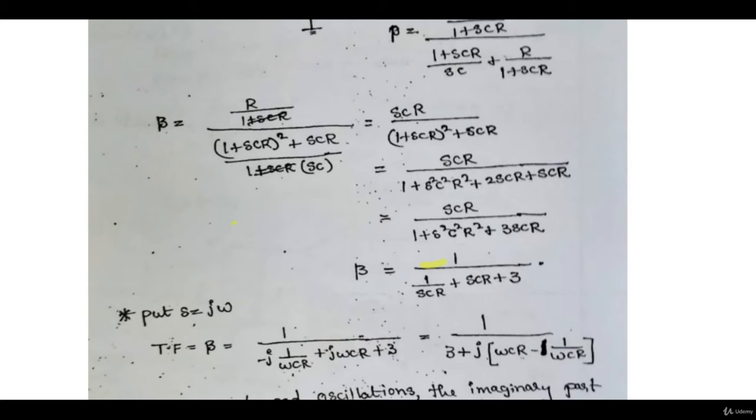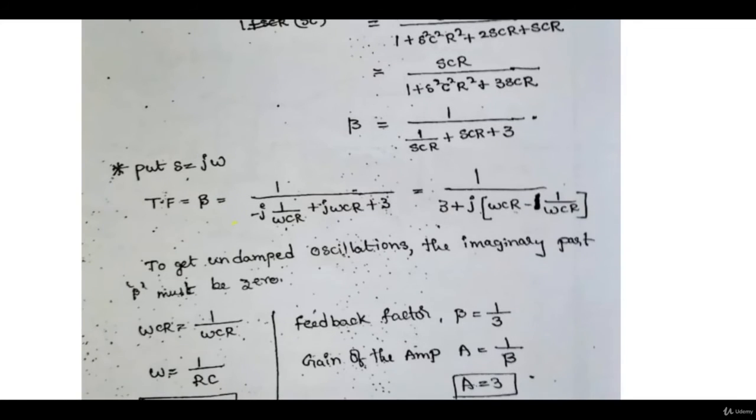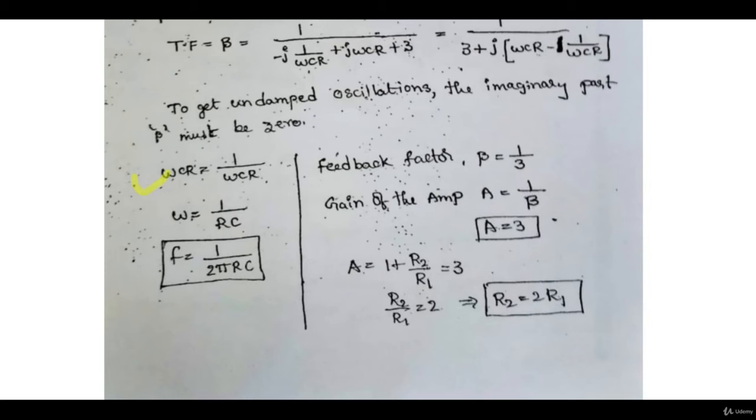Now put S is equal to j omega, so that you will get real and imaginary parts. You have beta is equal to 1 divided by minus j times 1 divided by omega CR, plus j omega CR, plus 3, or you can write it as 3 plus j times (omega CR minus 1 divided by omega CR). Now to get the frequency of oscillation, equate the imaginary term to 0. So you get omega CR is equal to 1 by omega CR, which will give you f is equal to 1 by 2 pi RC. Okay, so this will be the frequency of oscillation, 1 by 2 pi RC.